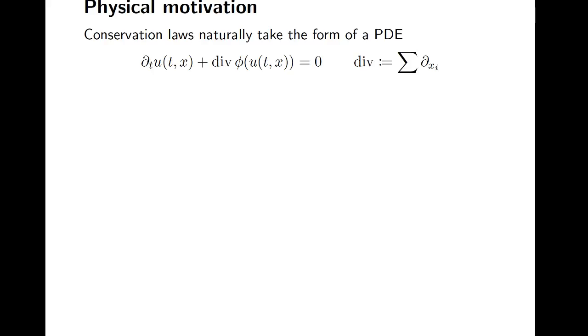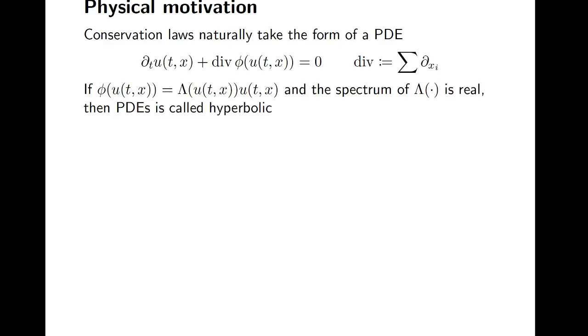Okay, so let me give the physical motivation behind this class of systems. When you look at a conservation law, if you denote by u a quantity that you want to describe that evolves in time and space, where t denotes the time variable and x denotes the space variable, in general a conservation law can be written in this form. We have the derivative of the quantity with respect to time, plus the divergence of this phi function, which is the flux of the quantity with respect to a certain surface, equal to zero. This says that at each point, what's coming in is coming out. So there is a conservation law in this sense, where the divergence operator is defined in this way.